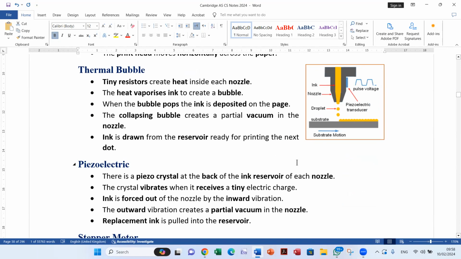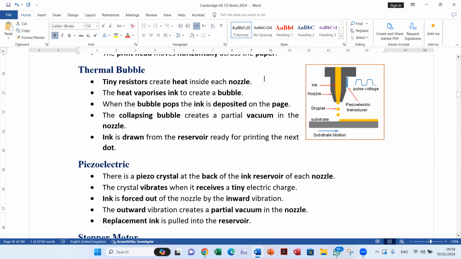Let us go to the nozzle itself. There are two types of nozzle: the thermal bubble nozzle and the piezoelectric nozzle. This diagram may represent both kinds of nozzles. It receives a pulse from the computer, and then it creates localized heat in the ink. The ink expands or vaporizes and then collapses and drops on the paper. So the thermal bubble works by heating the ink, forcing it to drop on the paper. The piezoelectric nozzle works by vibrating the nozzle, also allowing the droplet of ink to fall onto the paper.